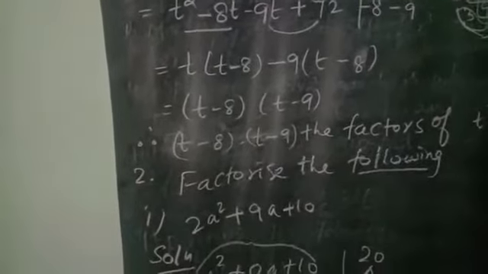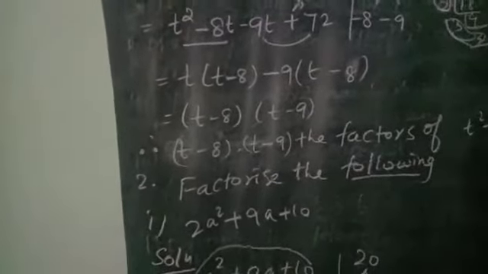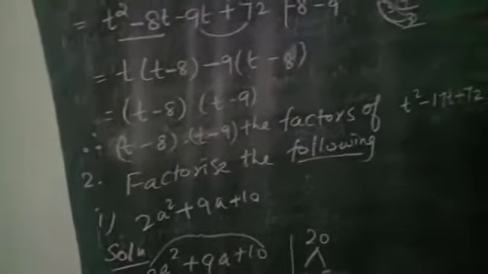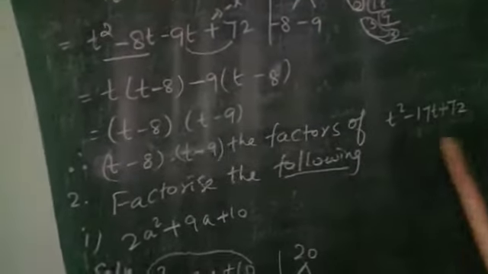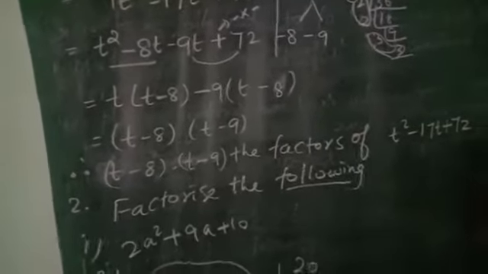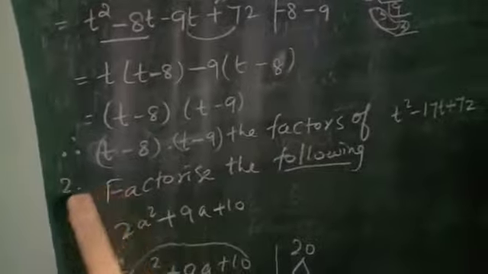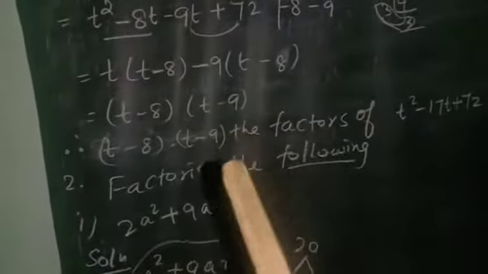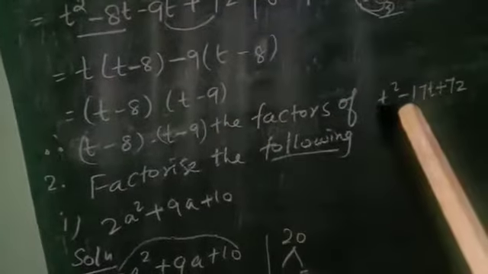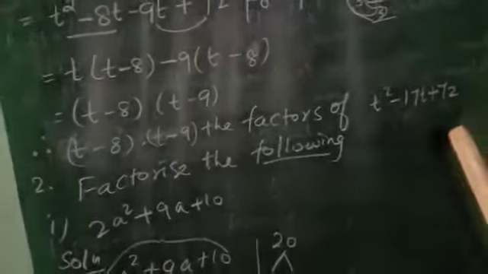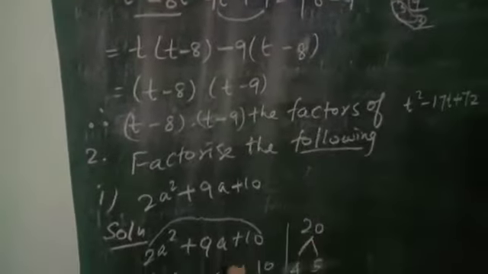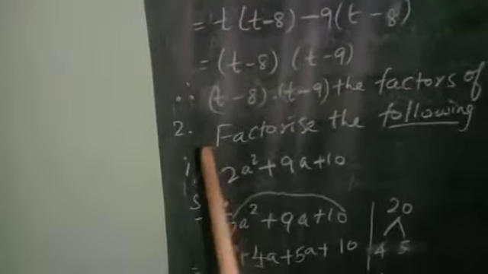Therefore t minus 8 and t minus 9 are the factors of t square minus 17t plus 72. Do you understand, students? Next we see the second sum.